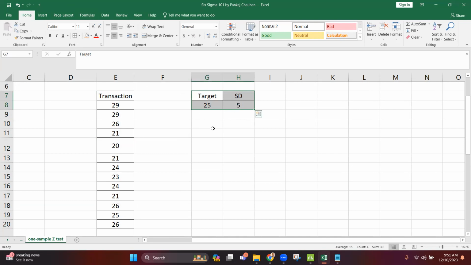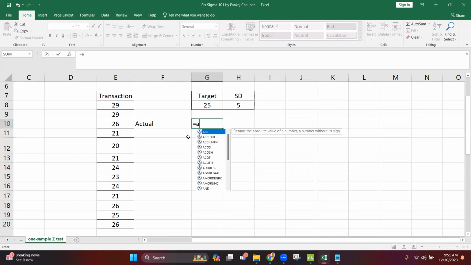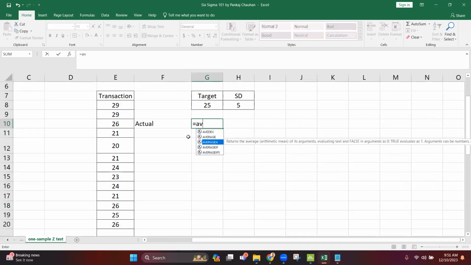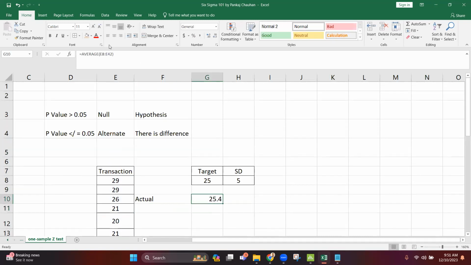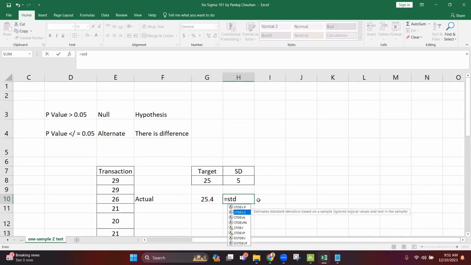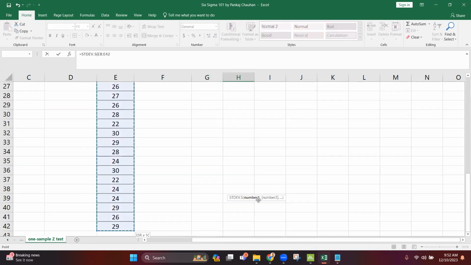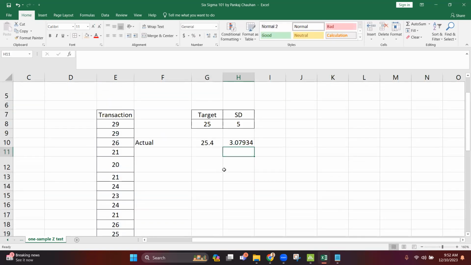So as a layman, if I compare, this is your target value. If I compare the actual from this data, the average or mean value of my data is 25.4, a little higher than the target. And the standard deviation of this data, if I see, is 3.07, which is much lesser than the target. So on one side I am meeting the target, on the other side I am not meeting the target.